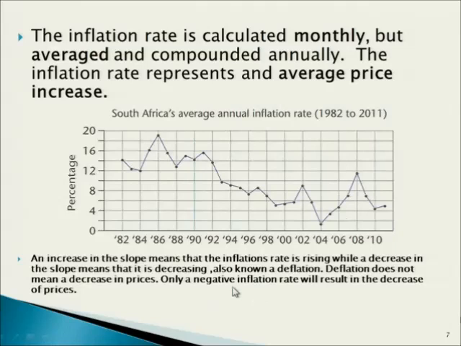Now, only a negative inflation rate. That means if it is minus 5.9, only then will the prices come down. I will also do an example with you to show you where we have a negative inflation rate and how it affects your calculations.